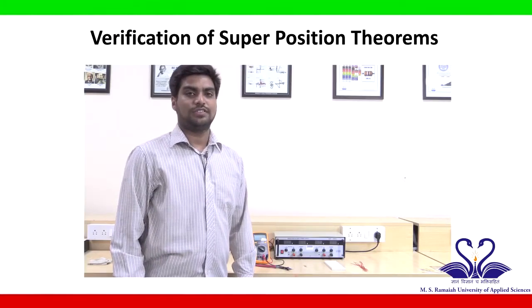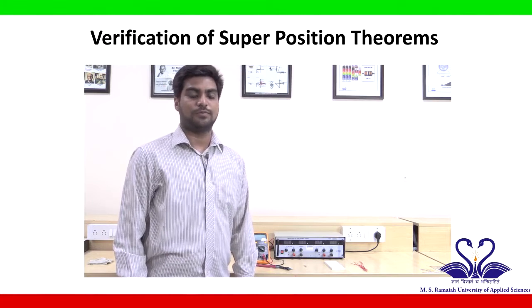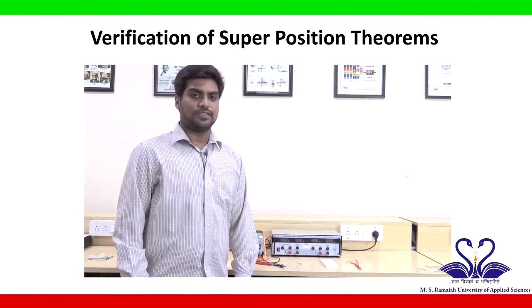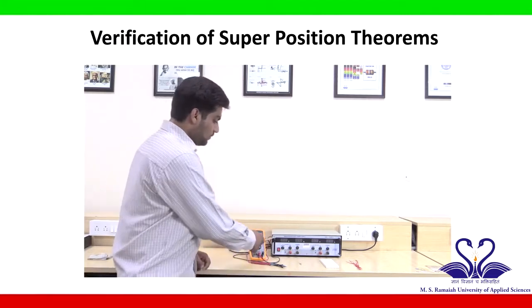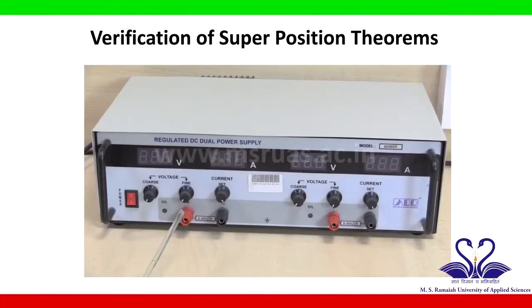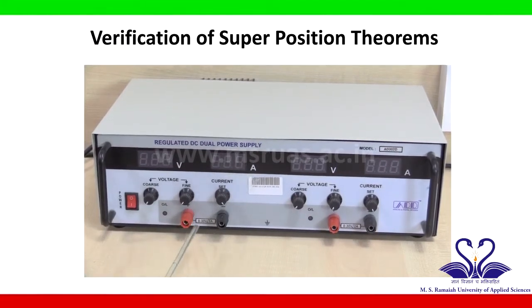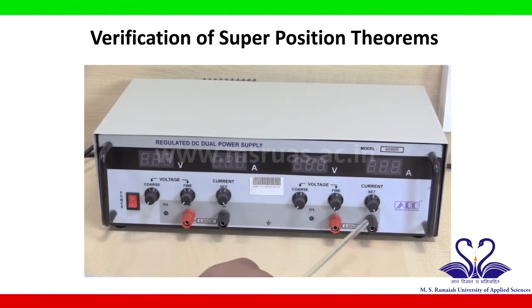Hello students, in this video session we are performing the experiment verification of superposition theorem. Components required to perform this experiment are the regulated dual power supply. This is a regulated DC power supply. There are two channels, channel 1 and channel 2. You can take two outputs at a time. Either one of the outputs can be used as per our requirement. These are voltage knobs and these are current knobs. Voltage knob should be at minimum position before turning on and current knob should be at maximum position before turning on. This is the main power supply switch to turn on the DC regulated power supply.